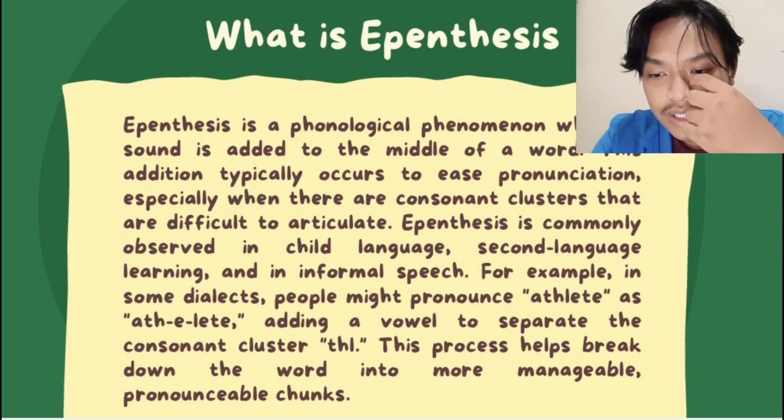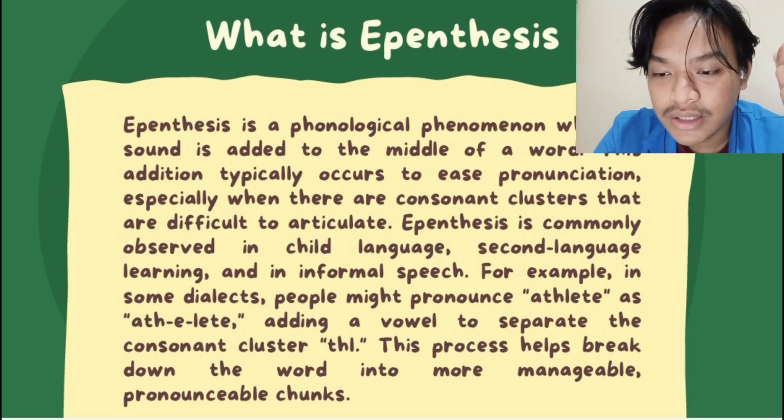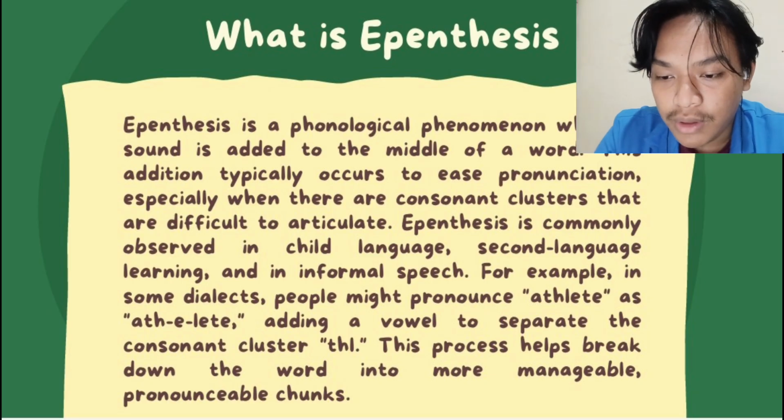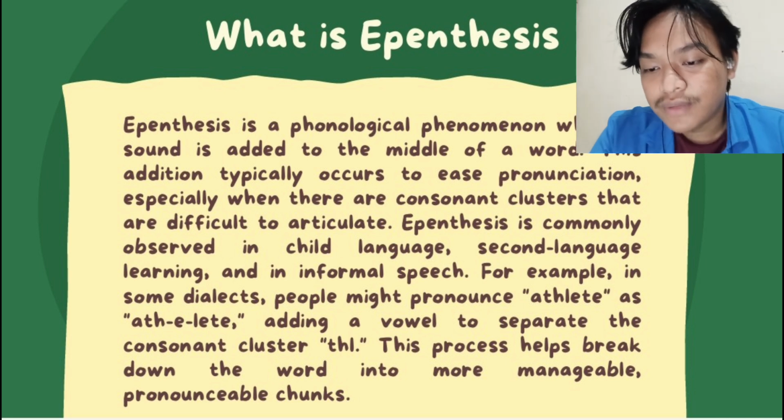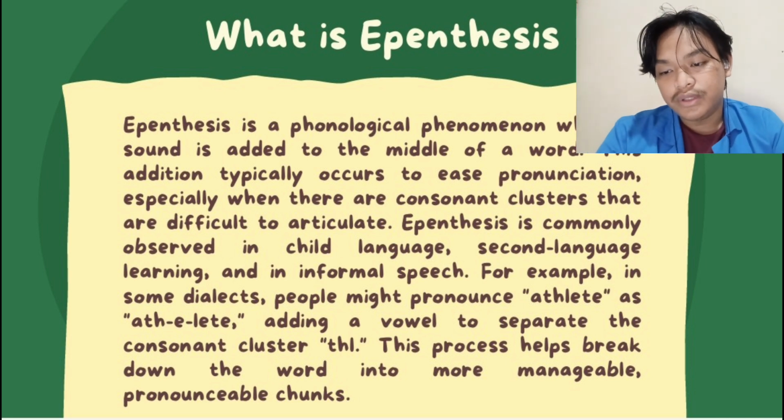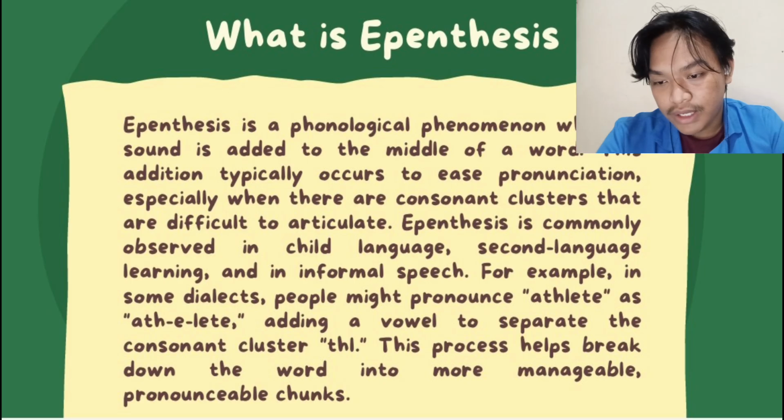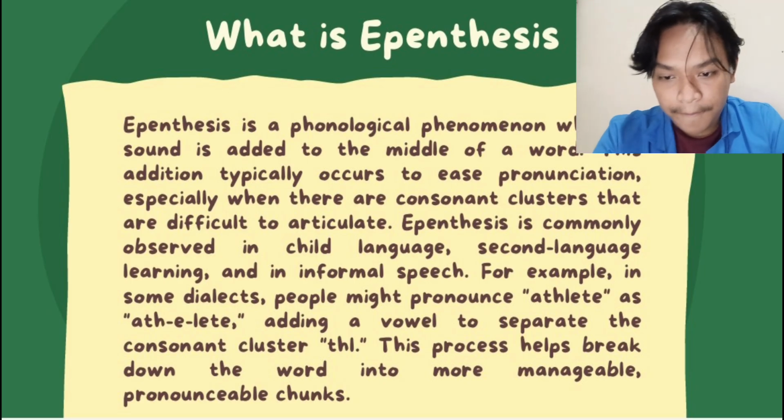Epenthesis is a phonological process where an extra sound is added to a word. The purpose of epenthesis is to make pronunciation easier. This process usually occurs when speakers find certain sounds difficult to pronounce. Epenthesis often appears in informal speech.